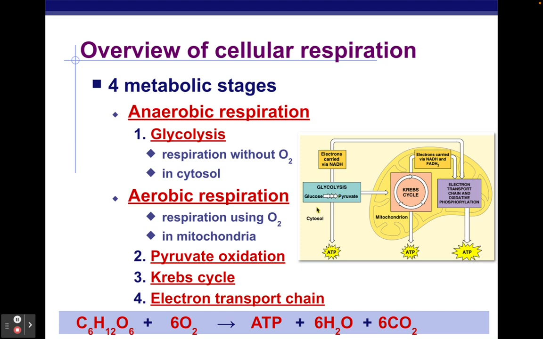Okay. The next 3 steps we refer to as aerobic respiration, which is respiration using oxygen and occurs in the mitochondria. We have pyruvate oxidation, okay, which is right here. We have our Krebs cycle, and then we have our electron transport chain. You guys are going to be pros at this very shortly, so bear with me. So here's our equation again. Glucose plus oxygen yields ATP, water, and carbon dioxide. And heat. Can never forget the heat.